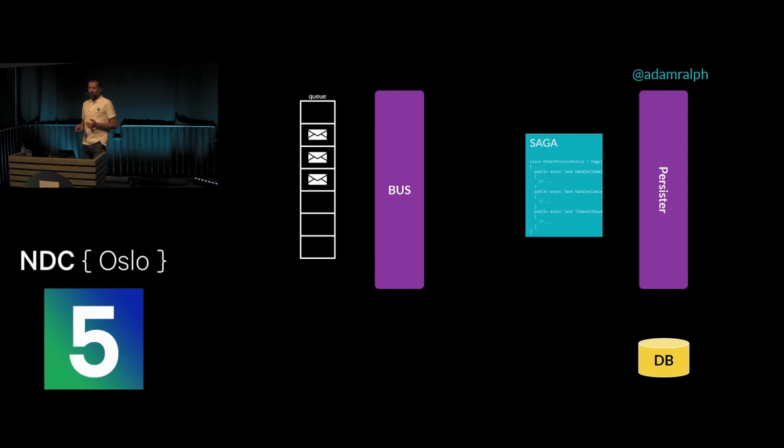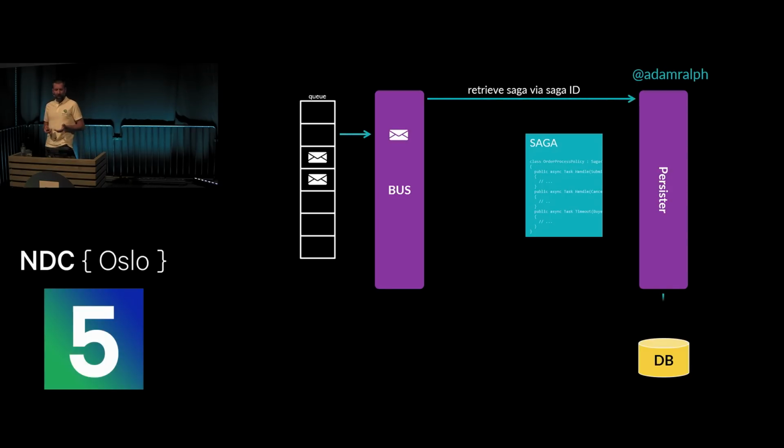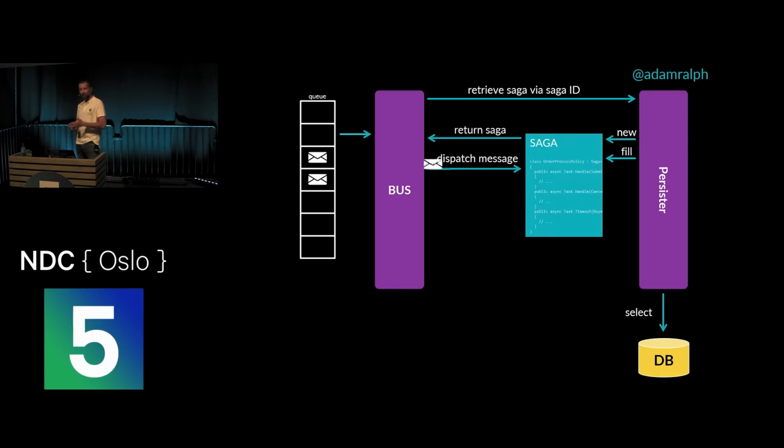When the second message comes in, we do the same thing again. We try and retrieve the Saga from the database. This time it does find it because we saved it after the first message. It then creates a new Saga object, fills it with the data from last time, and gives it back to the bus. Then we do the same thing again. We dispatch the new message into it. That alters the internal state somehow. It might send more messages out.